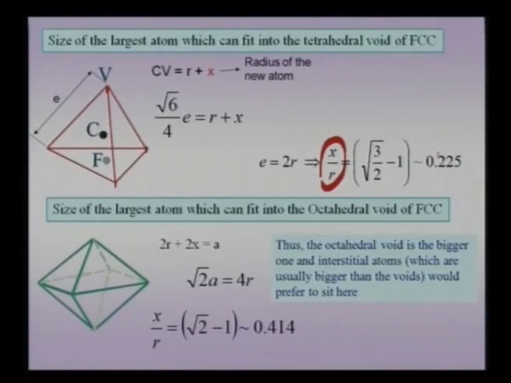Now, the size of the largest atom which can fit into the octahedral void in this cubic close packed crystal, again I can make a calculation. The center of the void to the vertex distance is 2r plus 2x, which is equal to a, and we already know for the FCC crystal root 2 a is equal to 4r. So I can calculate my x by r as root 2 minus 1, which is 0.414 approximately.